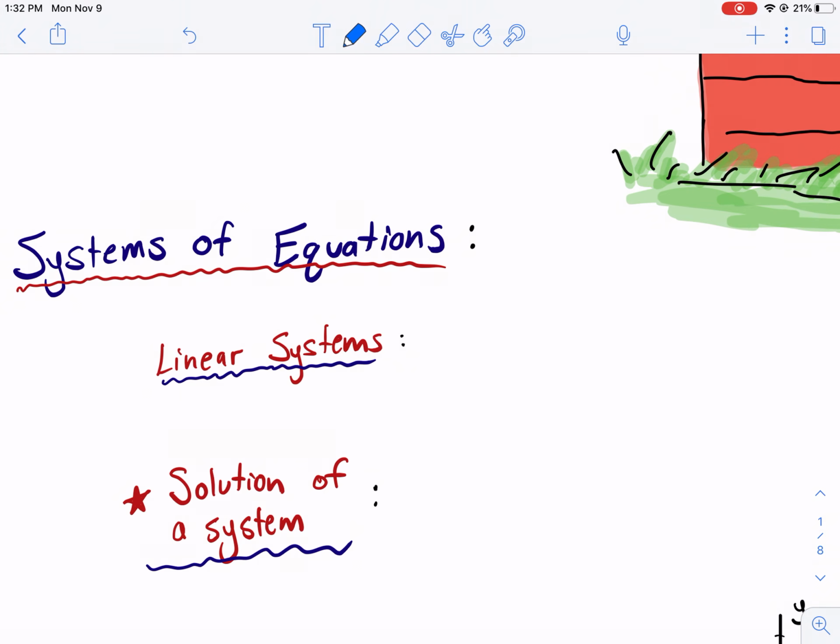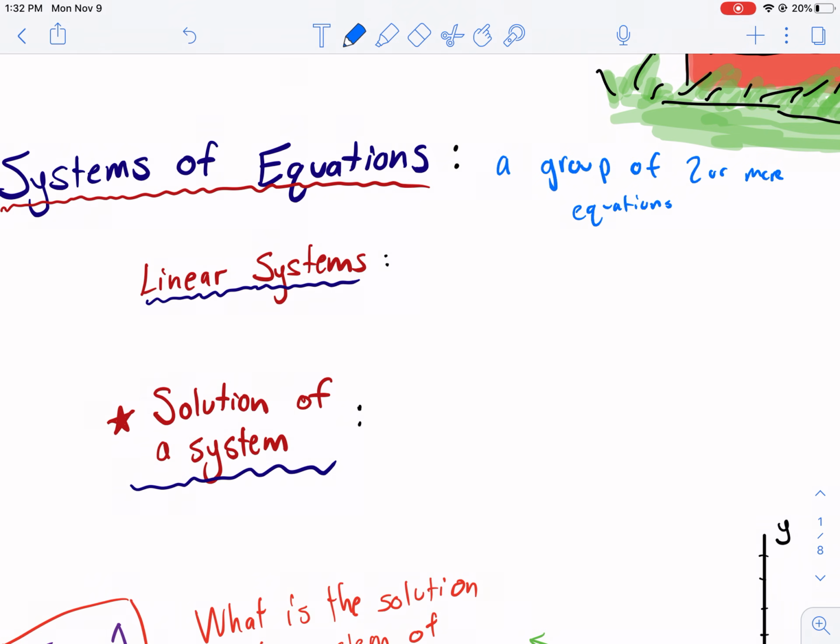Systems of equations are simply a group of two or more equations. Two or more equations, so just two or more: 2, 3, 4. Now, linear systems, this is where we have linear equations in the form of y equals mx plus b, where you have x to the first power and y to the first power. No variables with fractions, or sorry, no fractions with variables. And this is a group of two or more also.